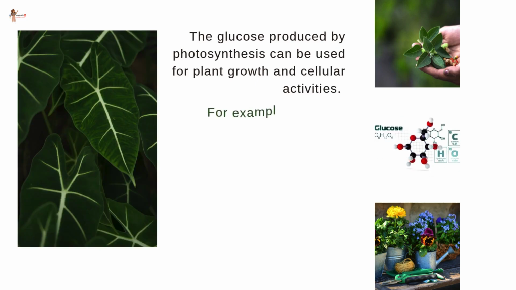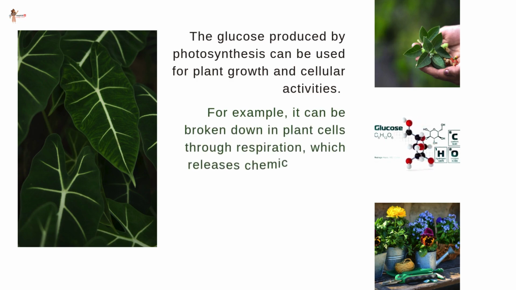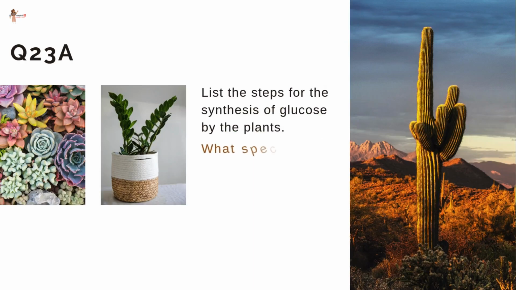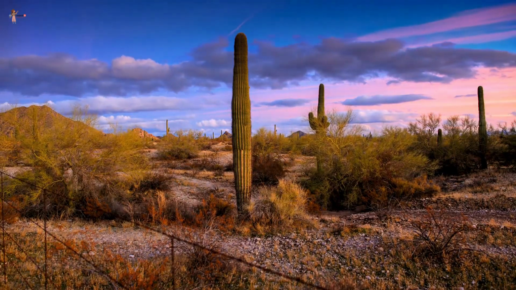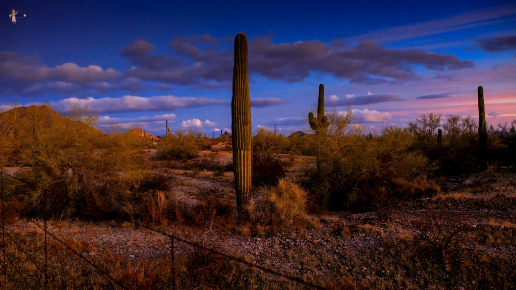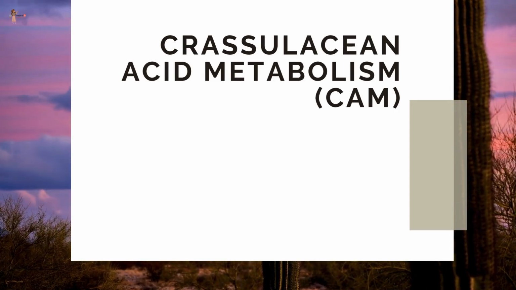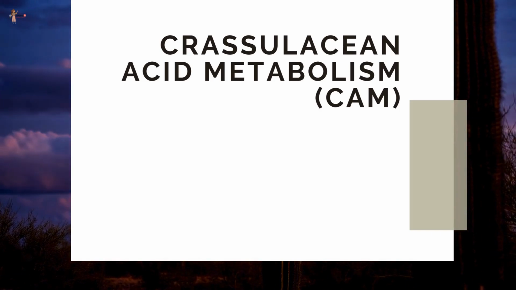For example, it can be broken down in plant cells through respiration, which releases chemical energy for protein synthesis and cell division. Next part of the question is, what special feature is found in desert plants related to this process? Desert plants have a special adaptation called crassulacean acid metabolism that helps them survive in arid conditions.